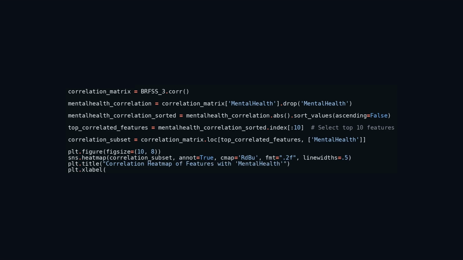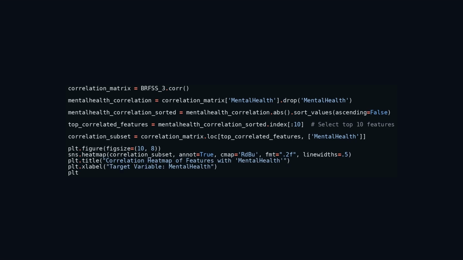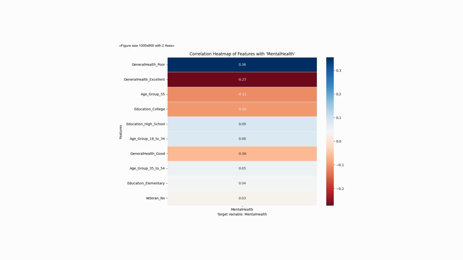Through the heat map visualization, it becomes effortless to pinpoint which features exhibit the closest ties to mental health, enabling potential insights into their impact. Such analyses significantly aid in decision-making, feature prioritization, and the detection of underlying patterns in the dataset.